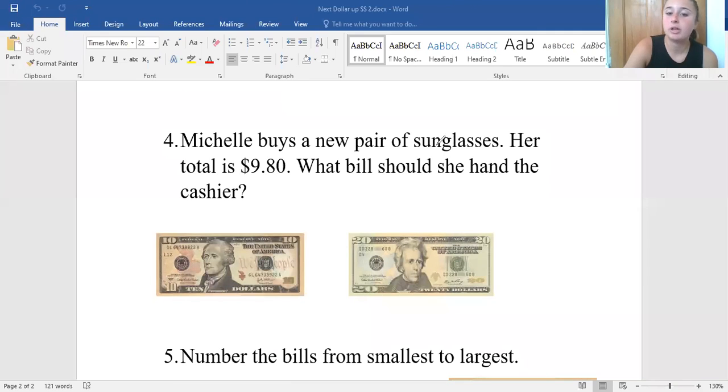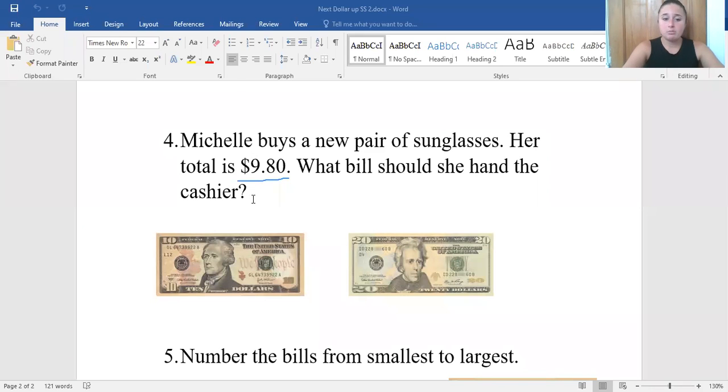Michelle buys a new pair of sunglasses. Her total is $9.80. What bill should she hand to the cashier? So technically, either one of these could be a right answer. If you only have a 20 or if you only have a 10, it would definitely cover it. But if you have both, you want to use the next dollar up.